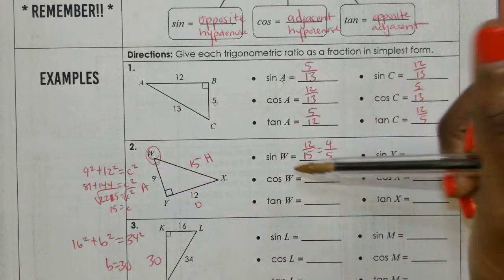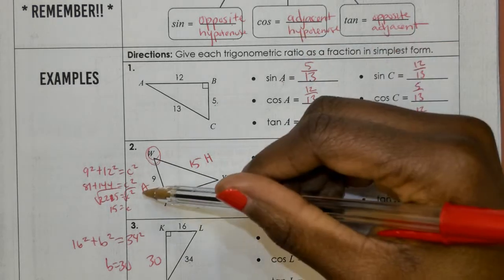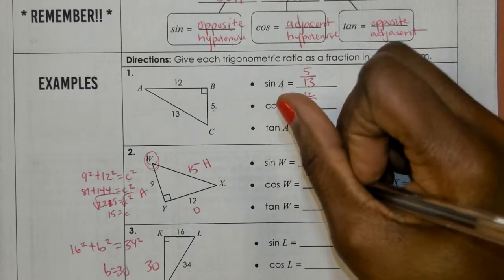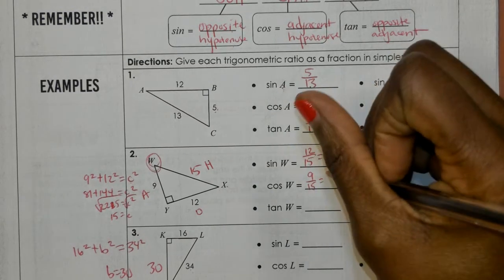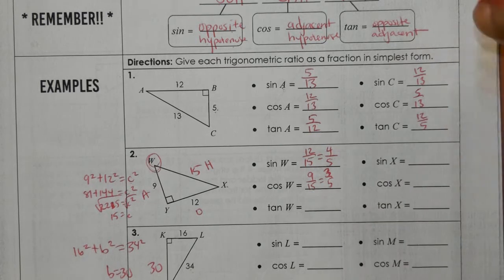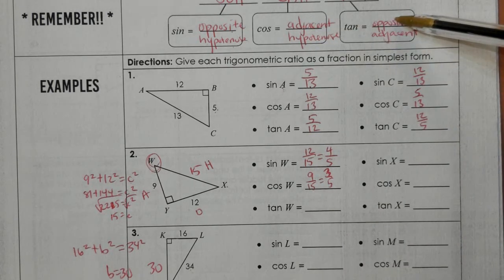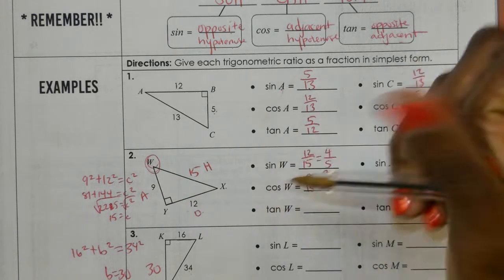Okay, from W, I want A over H, so adjacent over hypotenuse. So 9 over 15. Those are both divisible by 3 again, so 3/5. And then for tangent, I want opposite over adjacent, so O over A, which is 12 over 9.